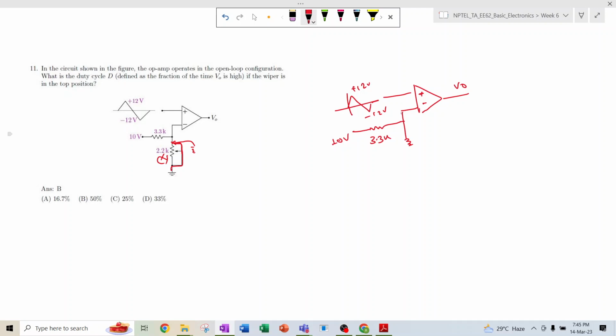So now here, this terminal is directly connected to ground, the minus terminal. So V minus is equal to 0, right? Because it is connected to ground, V minus. So now what is happening, right?